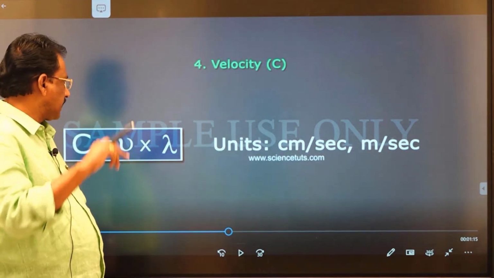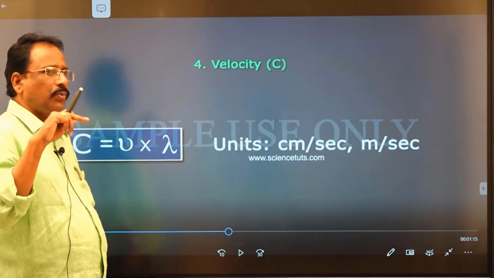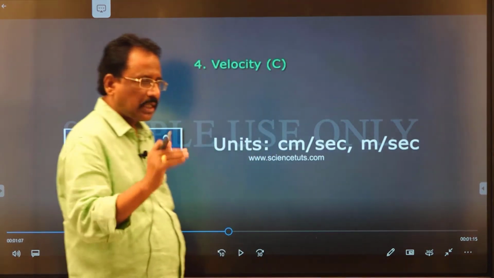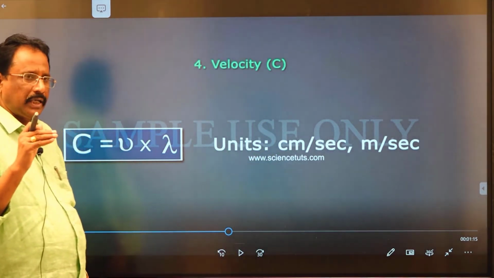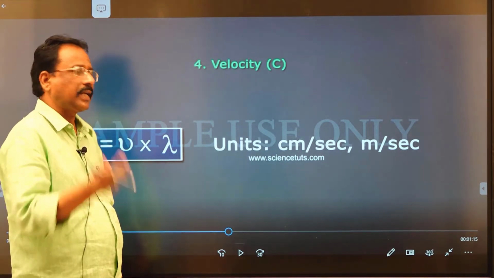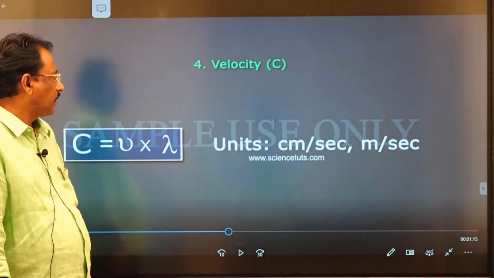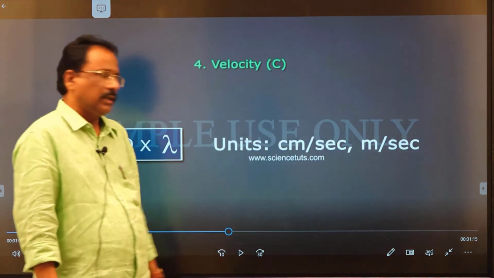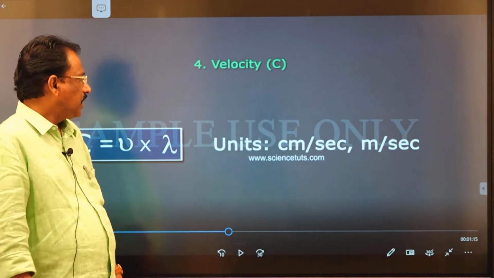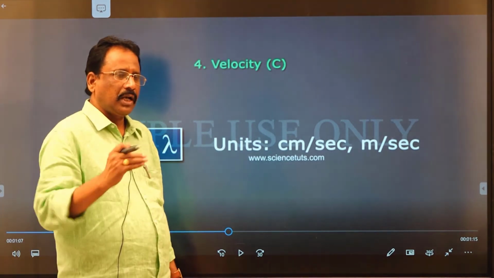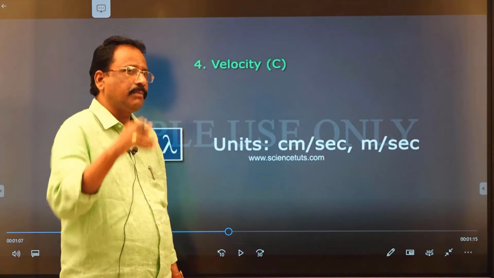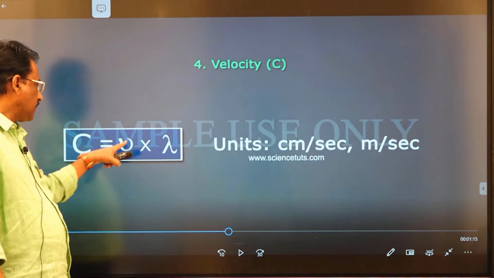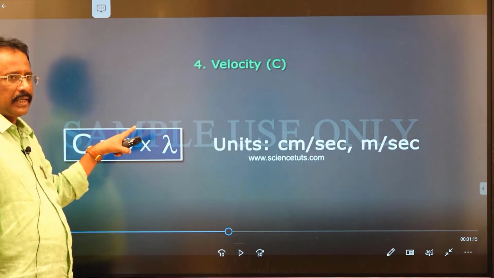It is defined as the distance covered by a wave in 1 second. How much distance was covered by a particular type of electromagnetic radiation in 1 second. That's why the unit of the velocity of the light is either centimeter per second or meter per second. The formula to calculate velocity of the light for any type of electromagnetic radiation is the product of frequency and wavelength of the electromagnetic radiation.